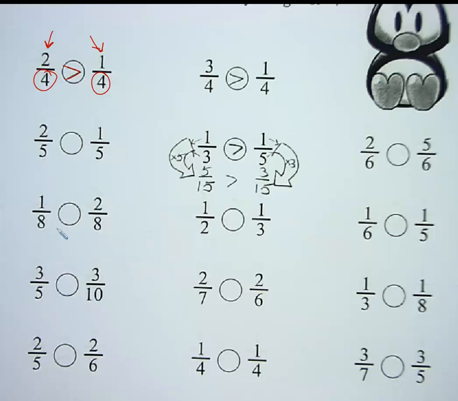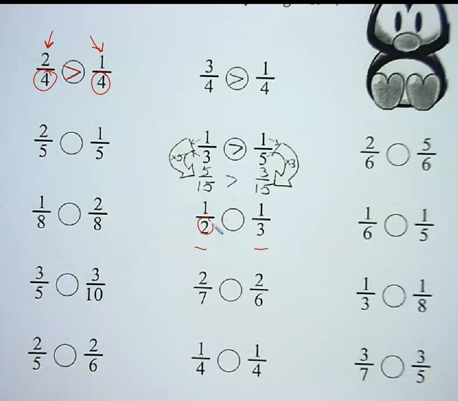Okay. Now, if we have a problem where the denominators are not the same, then we need to make these fractions equivalent. And the way that we do that is, first of all, we have to find a common denominator. Now, there's a few ways you can find the common denominator. First of all, one way is by using your multiplication chart.